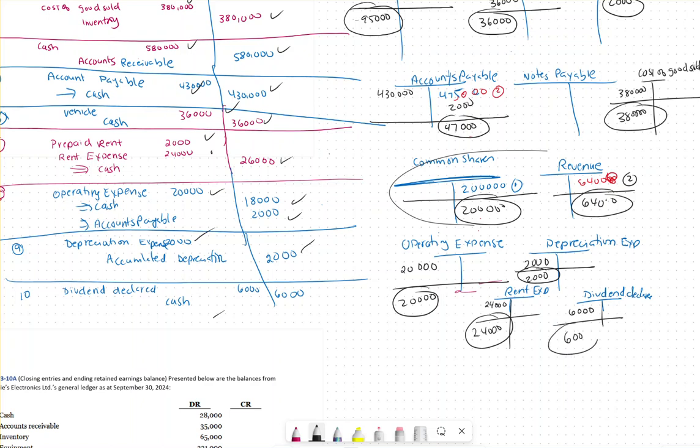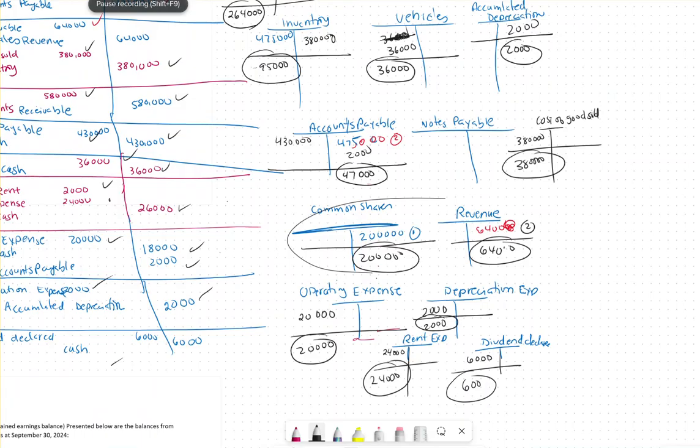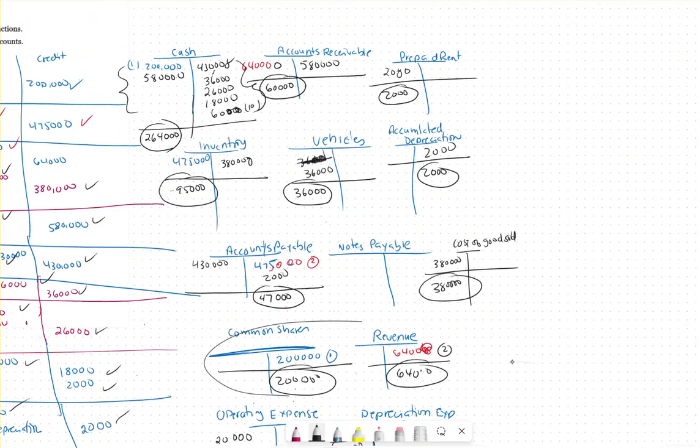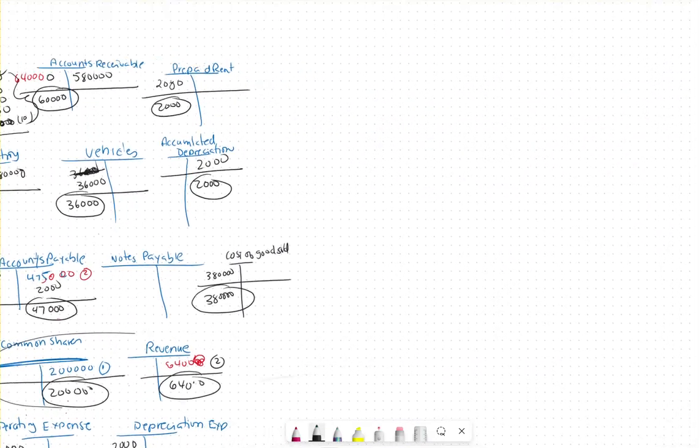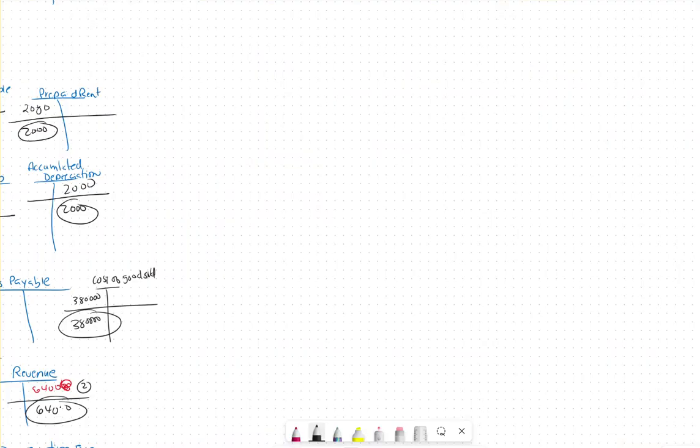The reason I'm circling it is to make it easy, because I have to put it in my trial balance. So first thing to do is the journal entry, second thing to post them to the ledger account, which is a T account. Now we are ready to do the trial balance.